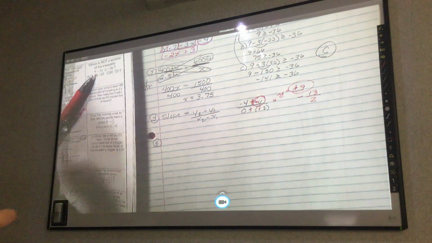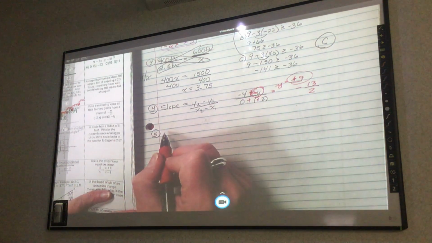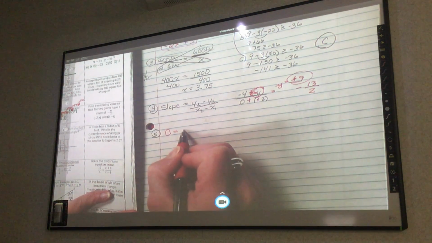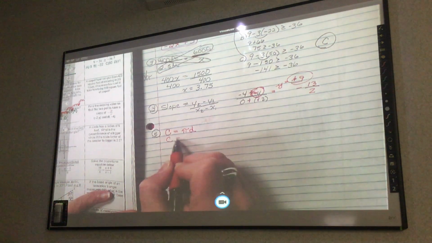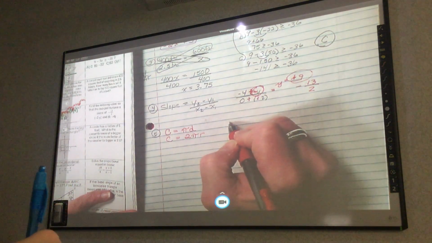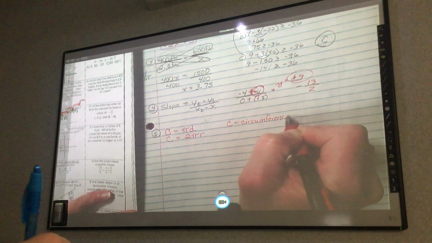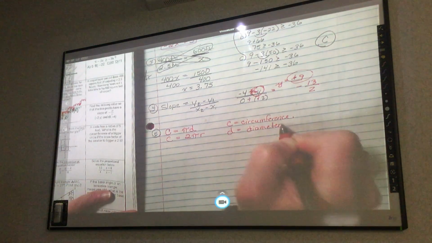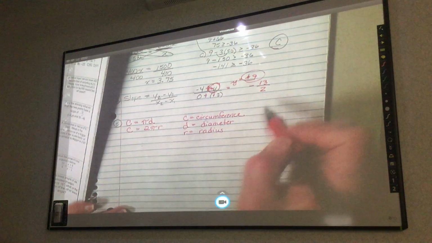Number 5 might have been harder for you, unless you looked up how to find the diameter and radius. So what I want you to do before we even do this problem, and I want it to be in pen, I want you to say, to find the circumference. C stands for circumference, equals pi times the diameter, or circumference equals 2 times pi times r, which is the radius. We're going to say C equals circumference, D equals diameter, R equals radius.